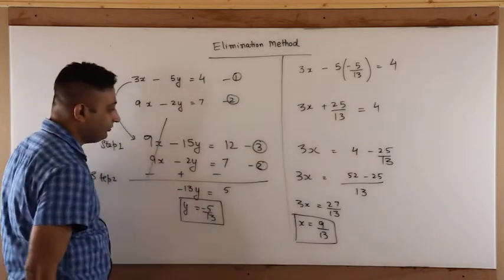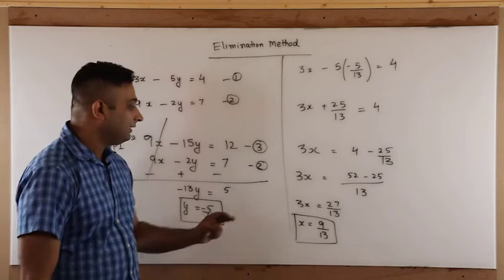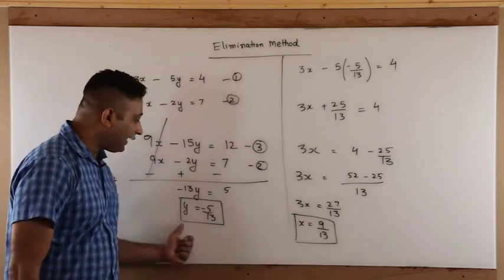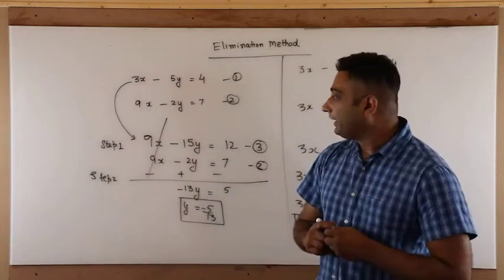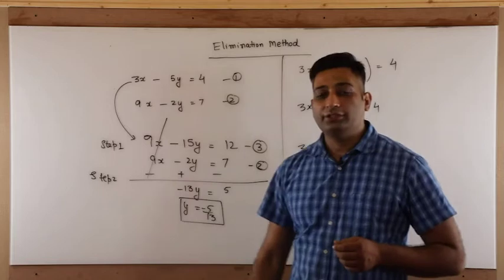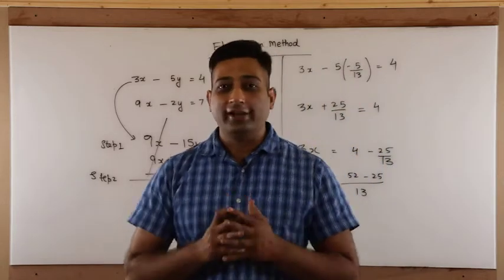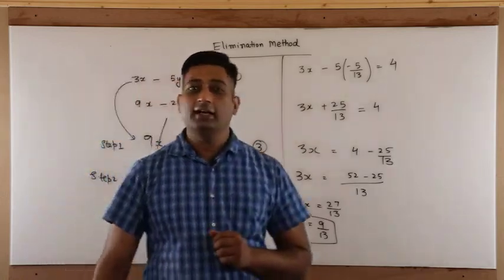So these are the solutions for the pair of linear equations in two variables, that is x equal to 9 by 13 and y equal to minus 5 by 13. We can easily verify the solution by putting the value of x and y in these two equations. I hope you will definitely try to put these values in these two equations to verify the answer.